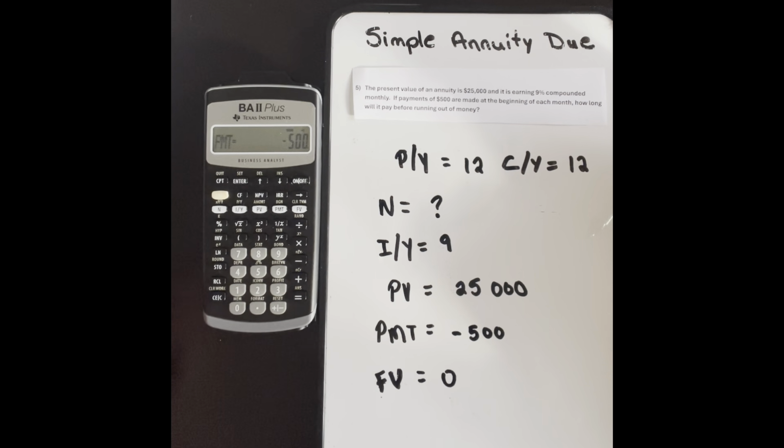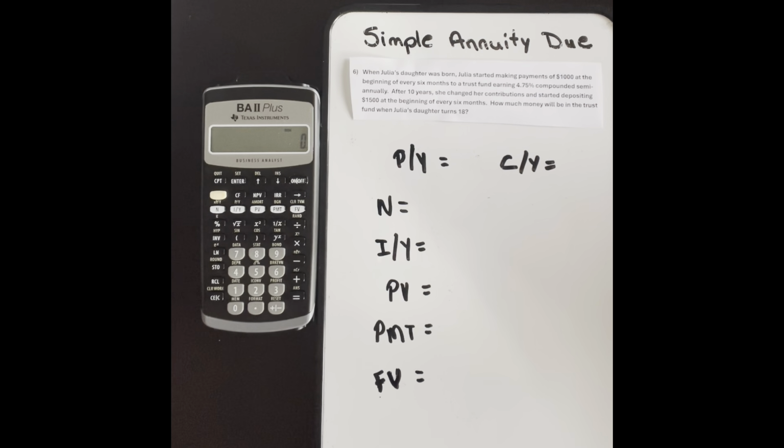Let's clear our work and clear our display before looking at the last example. This last example is a little bit more complicated. Let's take a look at it. It says when Julia's daughter was born, Julia started making payments of $1,000 at the beginning of every 6 months, so semi-annually, to a trust fund earning 4.75% compounded semi-annually. After 10 years, she changed her contributions and started depositing $1,500 at the beginning of every 6 months. How much money will be in the trust fund when Julia's daughter turns 18?